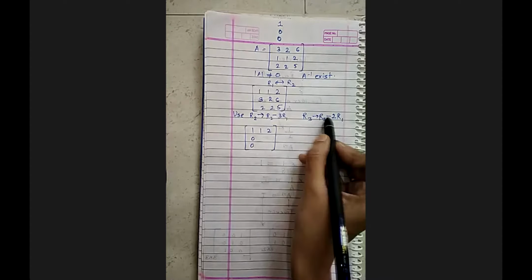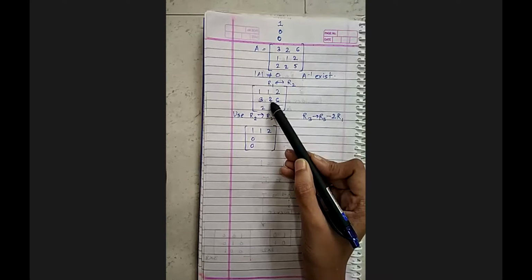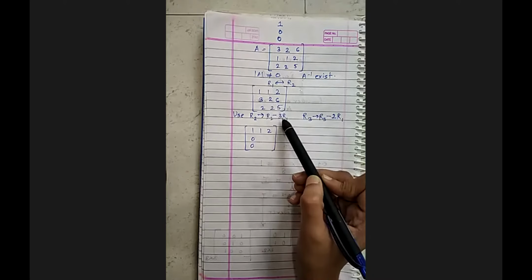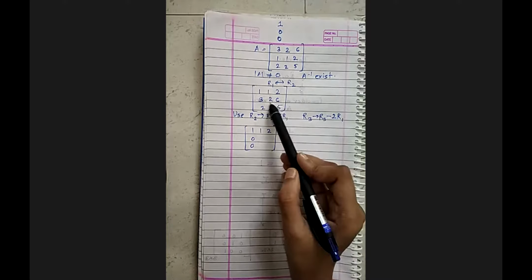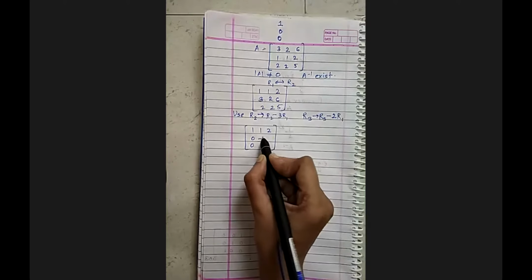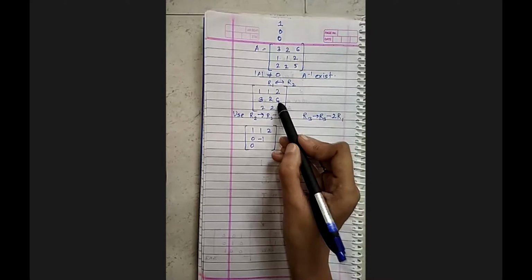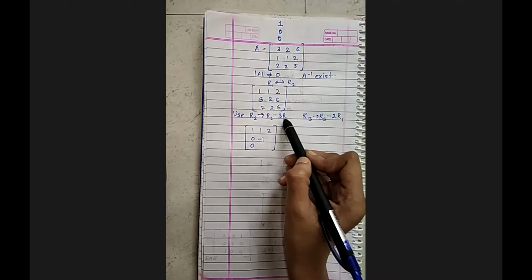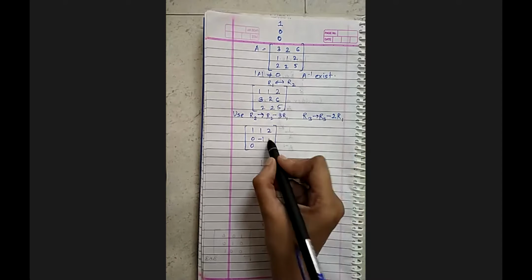Now let's work on this. So this becomes R2, so it is 2 minus 3. Okay, 2 minus 3 which is minus 1. Then it is 6 minus 3 twos are 6. 6 minus 6 is 0.